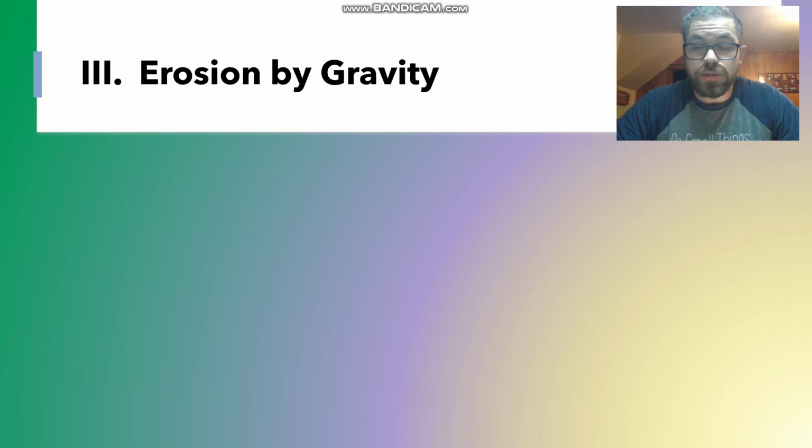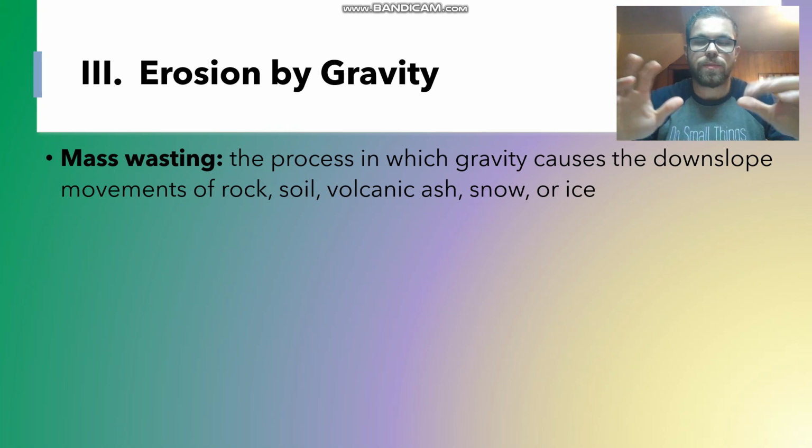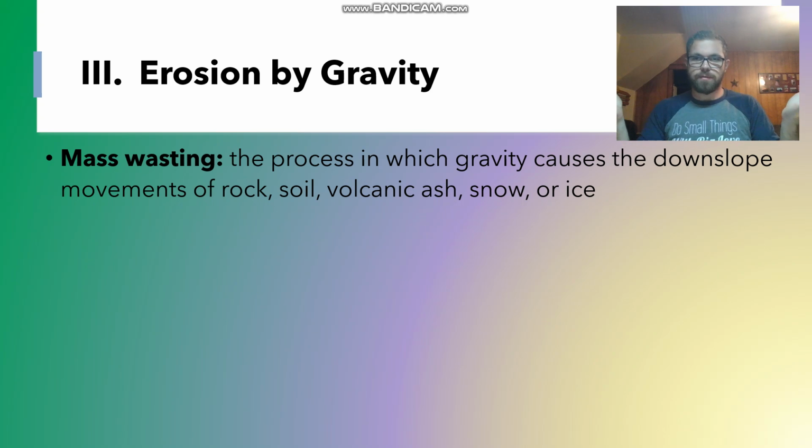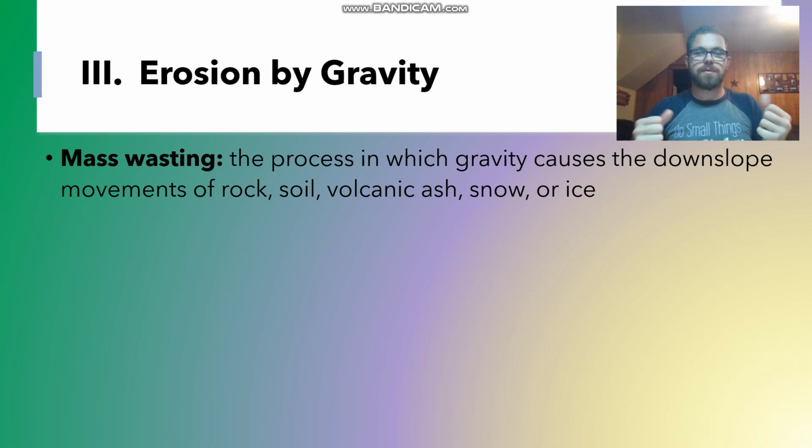Okay, so moving on to gravity. First of all, why do we call it erosion by gravity? Well, it's because earth that is high up slowly moves, or actually can also move fast, to a lower position, so the gravity is pulling it down. So that's why we call it erosion by gravity.